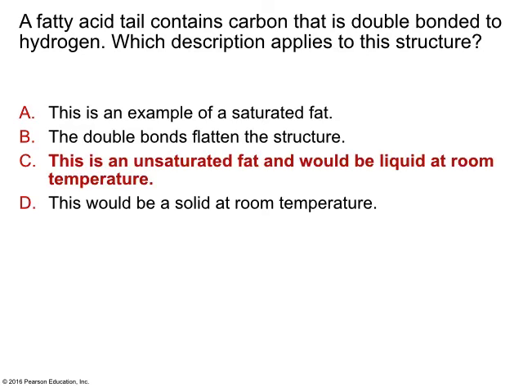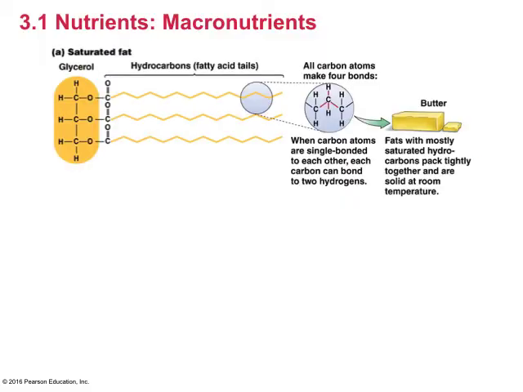The right answer here is if you have a triglyceride, a fat molecule that has a fatty acid tail that contains a double bond, this is an unsaturated fat. And unsaturated fats are liquid at room temp. So let's look at this. You have 2 types of fats, saturated and unsaturated.